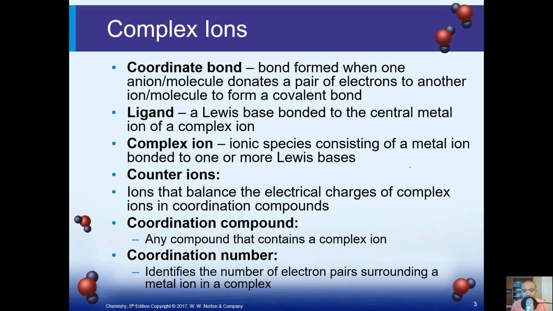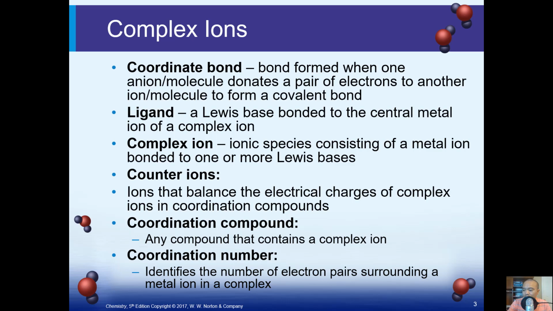The sharing of an electron pair in which both electrons are donated by one atom, in this case the nitrogen from ammonia. As you can see in the previous example, a coordinate bond is a bond formed when one anion or one molecule donates a pair of electrons to another ion or molecule to form a covalent bond. Once formed, it is indistinguishable from any other covalent bond.